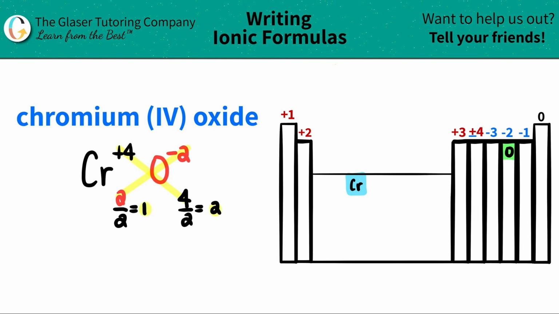Okay, now I'm ready to write my formula. So in this case, I have chromium. I now only have 1 of them, so I don't have to write the 1. But when it comes to oxygen, I have 2, so I have to write that. And now I'm done. Chromium 4 oxide is CrO2. This one was a tricky one, guys, just because we have to simplify, so just remember that, all right?